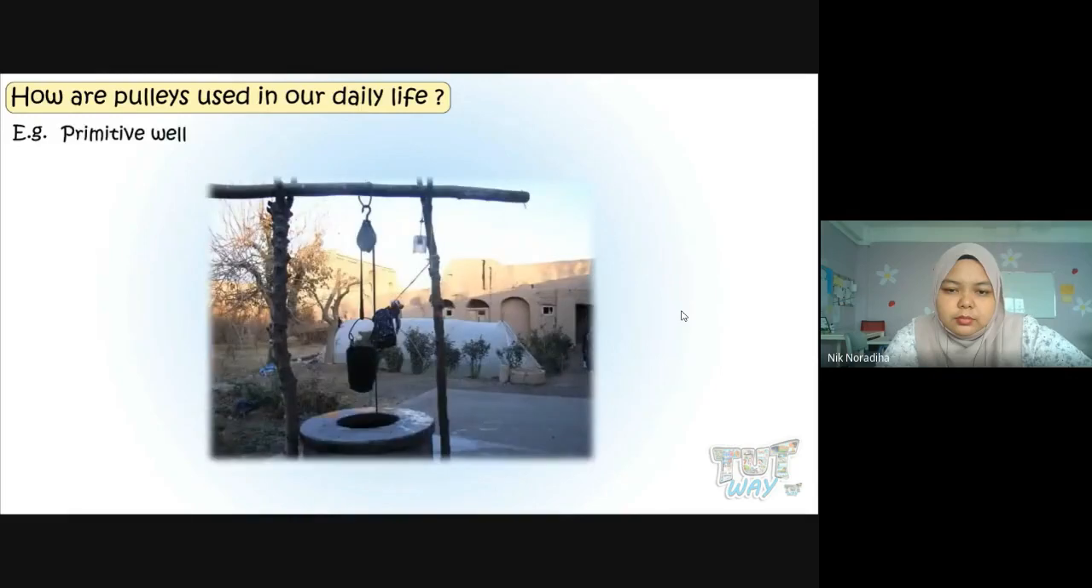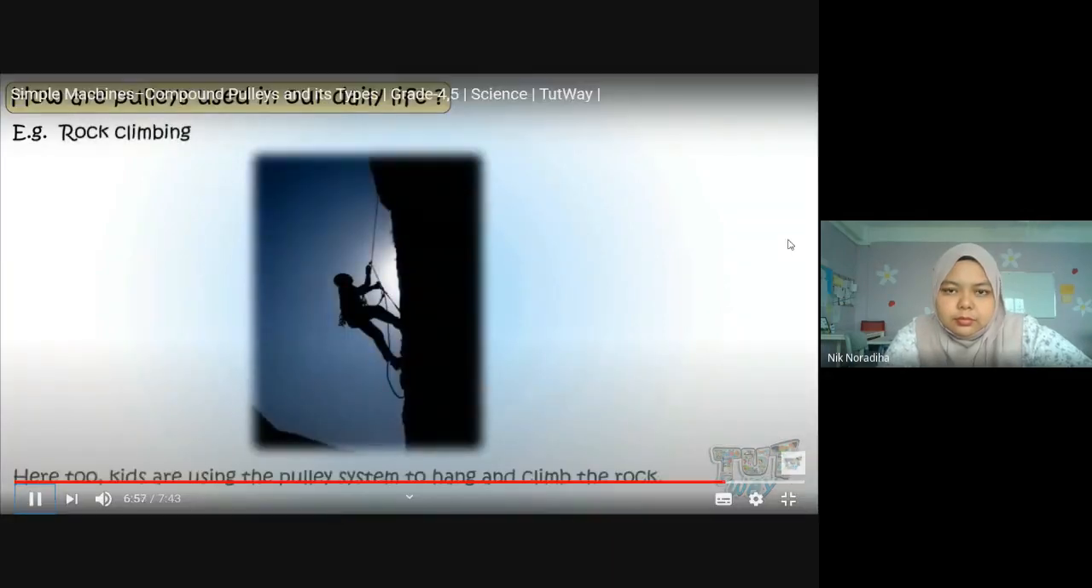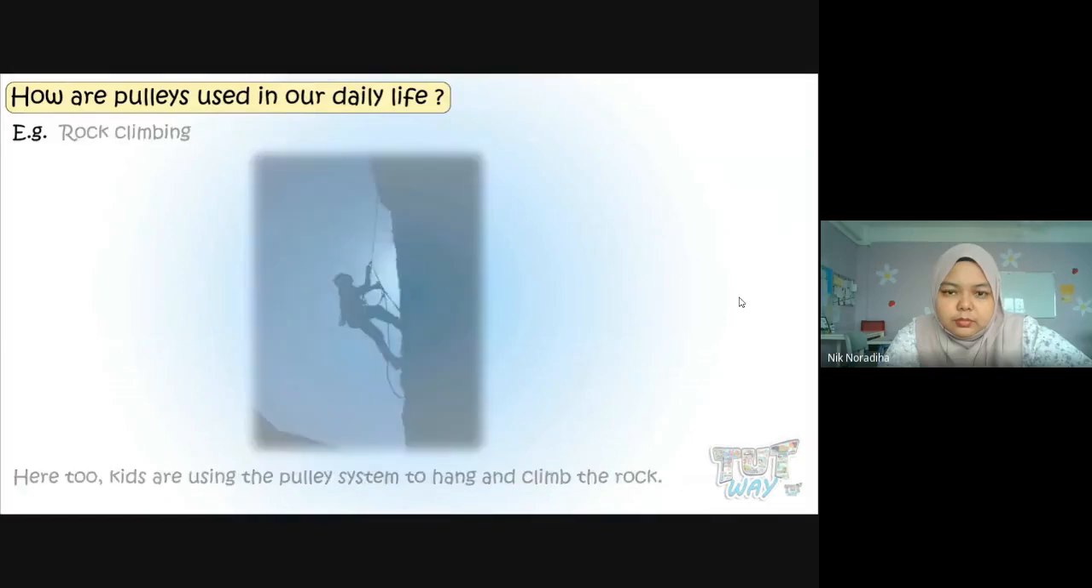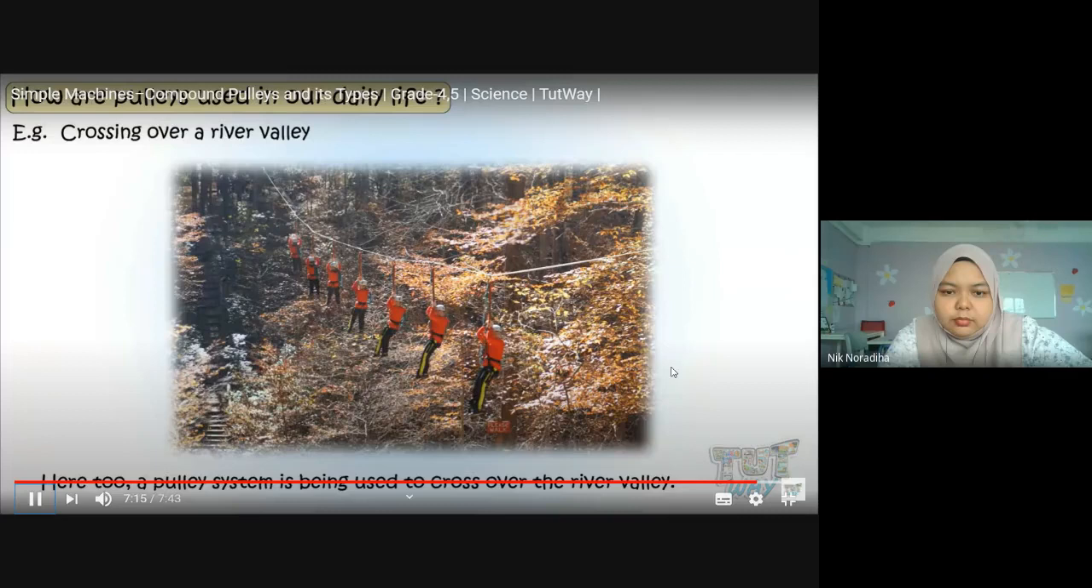This is a primitive well. Here too, a pulley system is used to pull water from the well. Rock climbing. Here two kids are using the pulley system to hang over and then climbing the rock. Here too, the pulley system is being used to cross over the river valley. So we have a lot of examples where pulleys are used in our daily life. So kids, today we learned about compound pulleys.